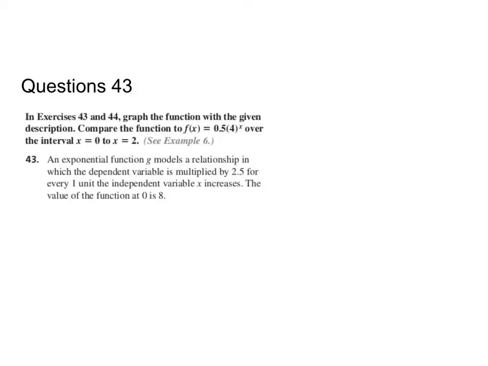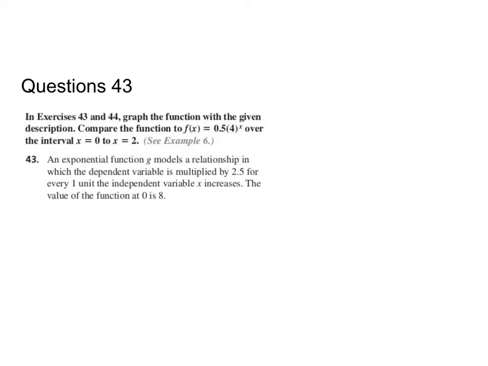I'm here to explain the two questions that were posted about the 6.3 homework. So let's get started. The first question was 43. 43 wanted you to, you have an exponential function. The dependent variable is multiplied by 2.5 for every 1 unit independent, and the value of the function at 0 is 8. That's giving us two pieces of information right there.